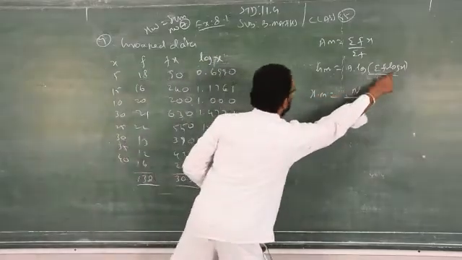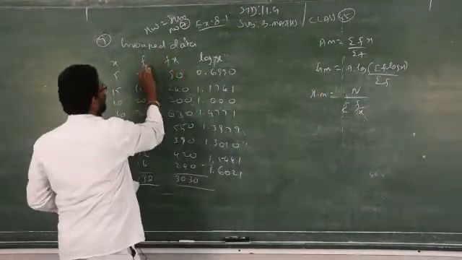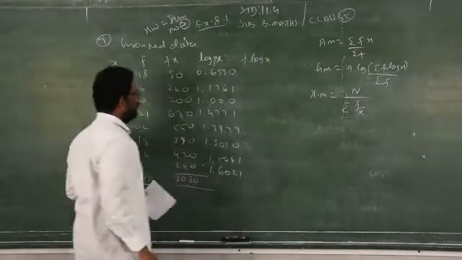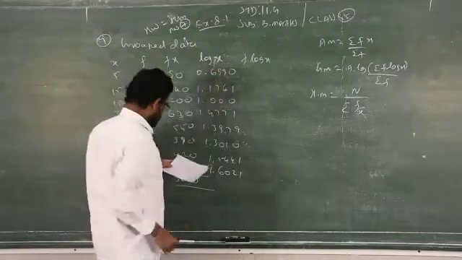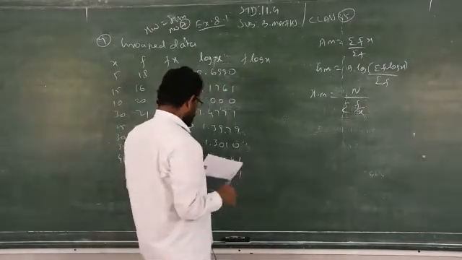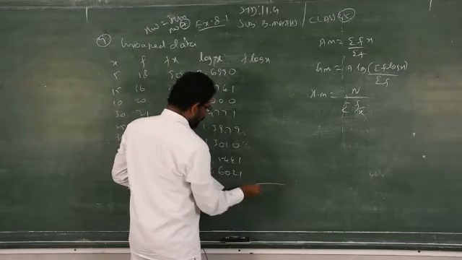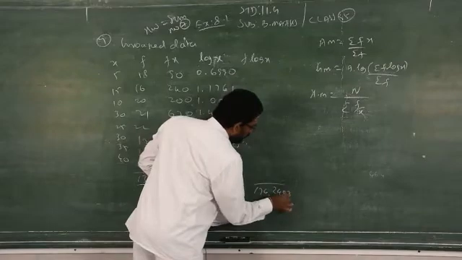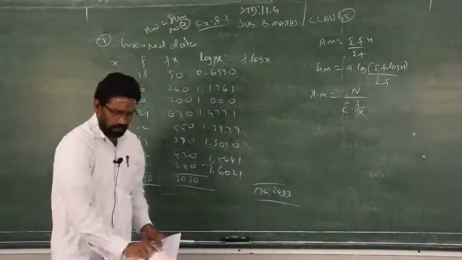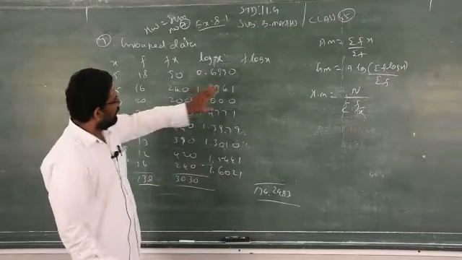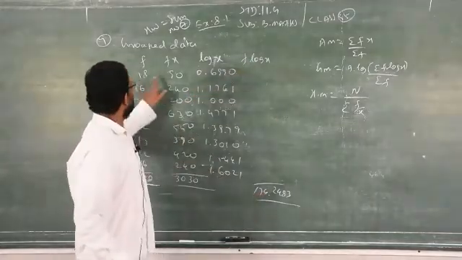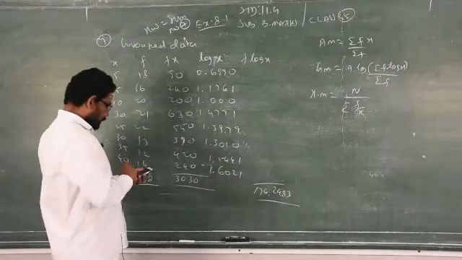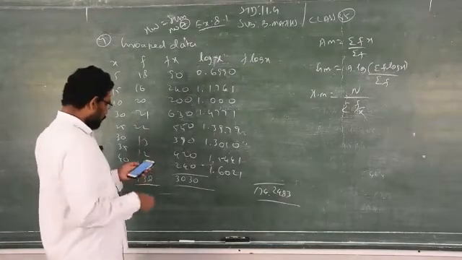But I need f into log x because it is grouped data. For grouped data, I need f into log x. So I have to use another column, that is f into log x. Multiply f into log x. You have to multiply and write. I will write only the final total, that is 174.2483. Clear? Some of the boys are very lethargic, they will not do any work. That's what I am left with. This one you have to multiply and write. I will work it out only for one column, and the remaining ones you can do yourself.